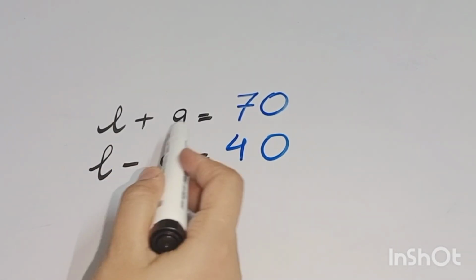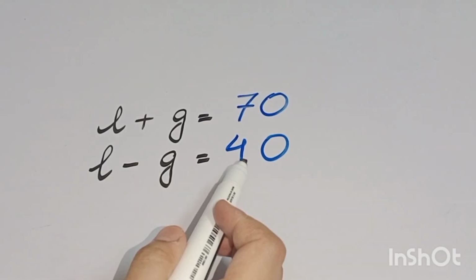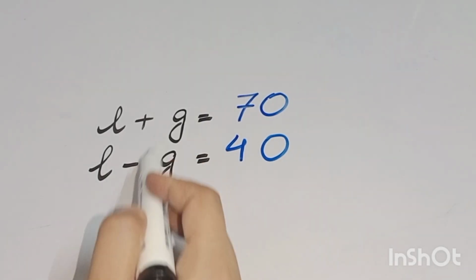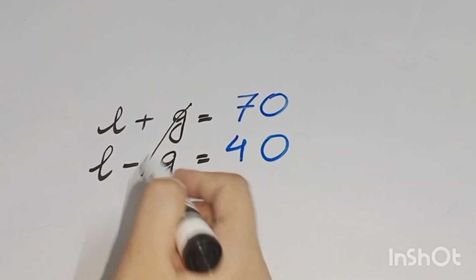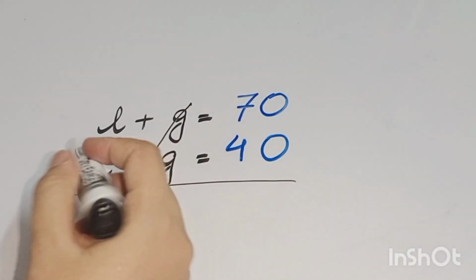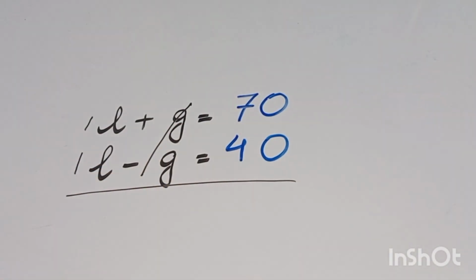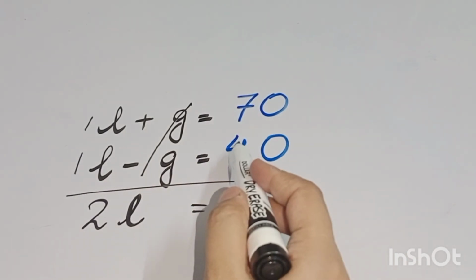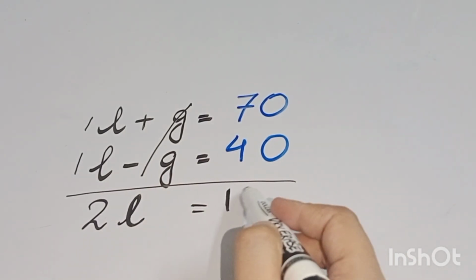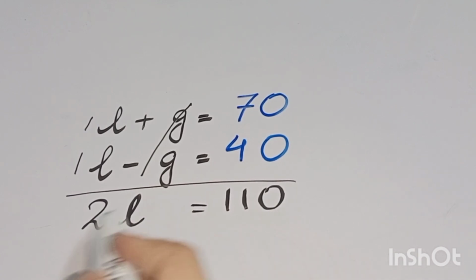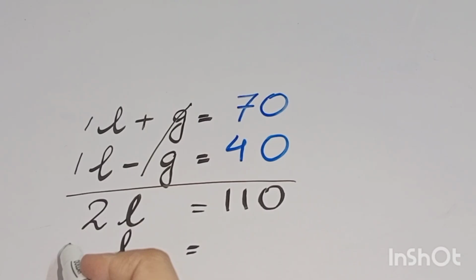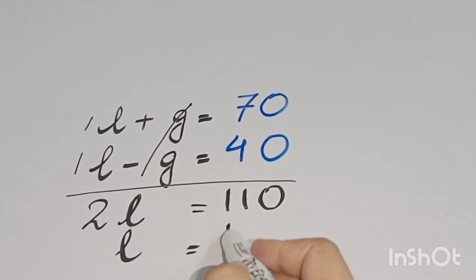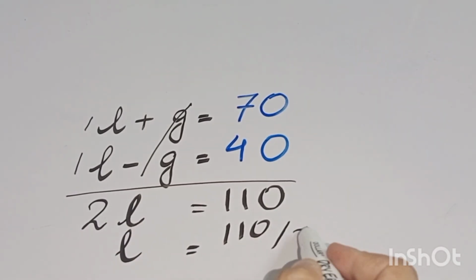Here we have L plus G is equal to 70, L minus G is equal to 40. First of all, I will add these two equations. Now my G will be subtracted, and the coefficient of L here is 1. Simply add these numbers. It will become 2L is equal to 70 plus 40, which equals 110. Now divide both sides by 2. Here 2 will cancel out, and 110 divided by 2.